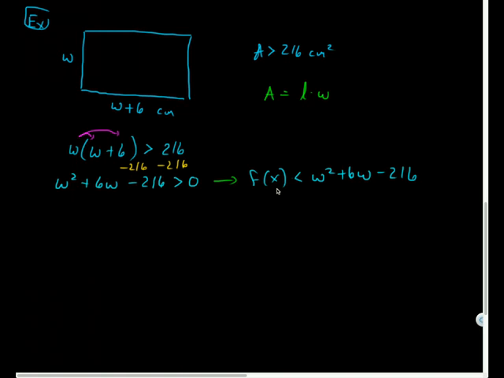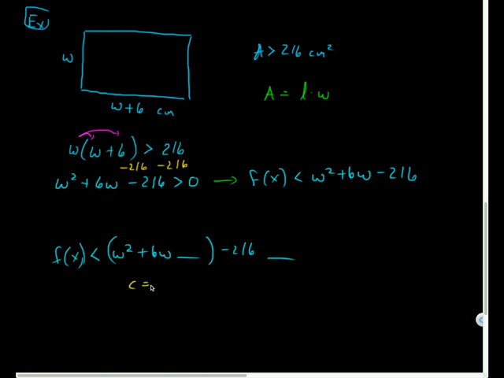So let's graph this. This is a regularly shaped parabola that's opening upwards, and I'm going to graph it by putting it in, what form is it? Vertex form. So that will be w squared plus 6w blank minus 216 blank. Find my new C term.